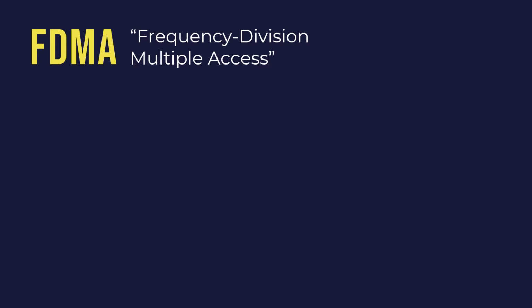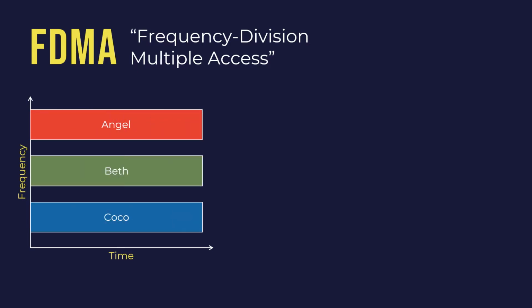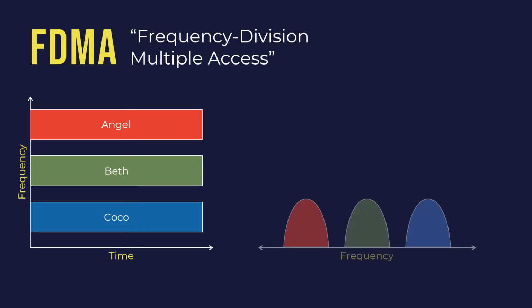FDMA, short for Frequency Division Multiple Access. Visually, it divides the frequency axis into non-overlapping channels, each to be used by one user. In the frequency domain, FDMA looks like this.